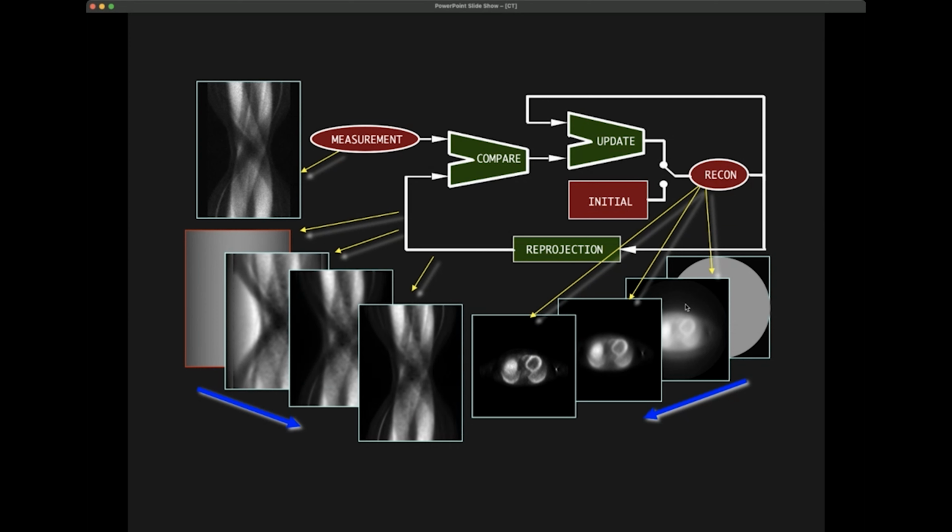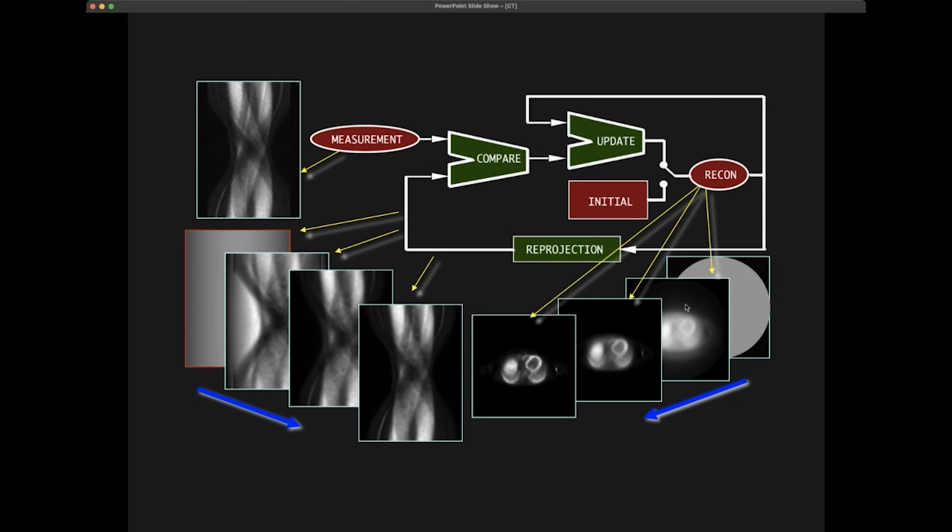Now, there is a third way of doing this, and this is called iterative reconstruction. The idea here is that we have measured the projections, and the projections are the result of projecting X-rays over a distribution of attenuation coefficients. And what we need to do is find back the original attenuation coefficients.